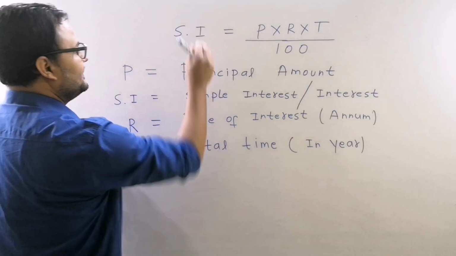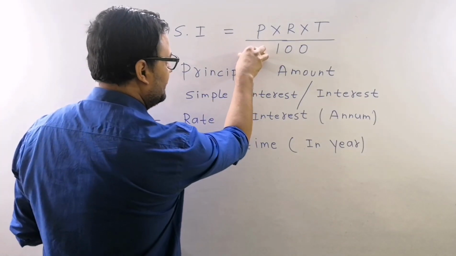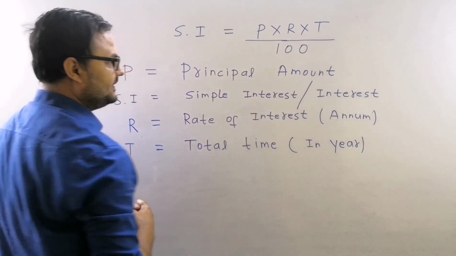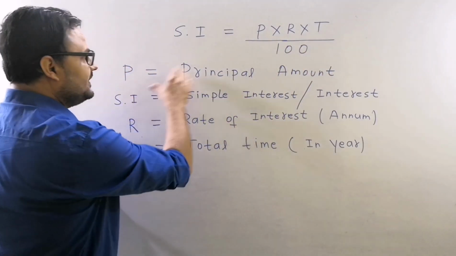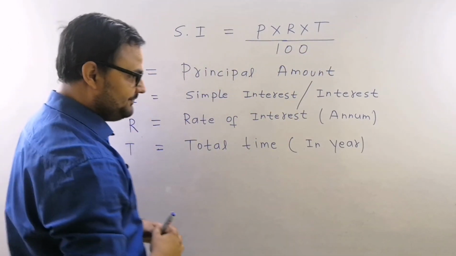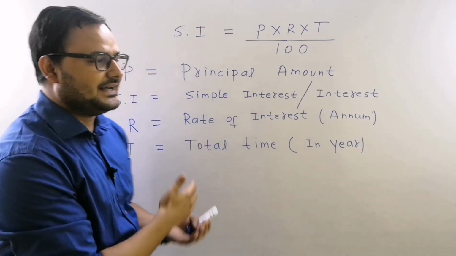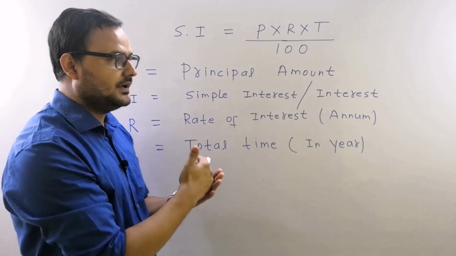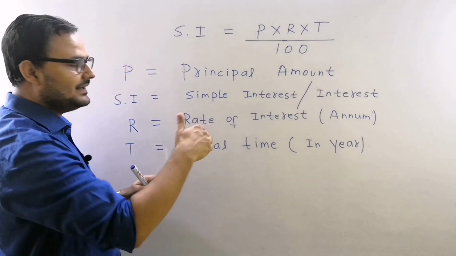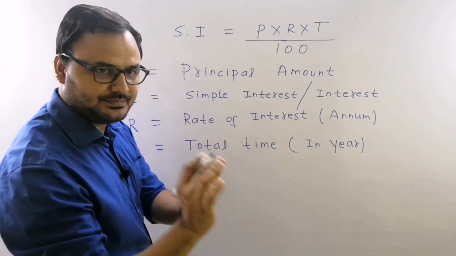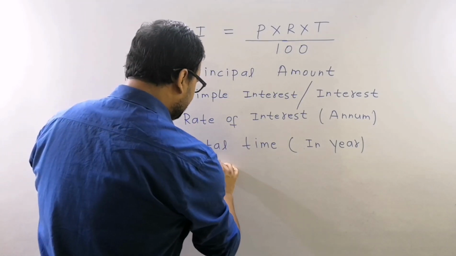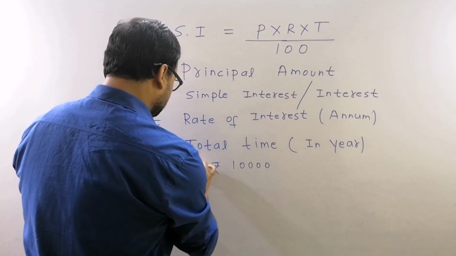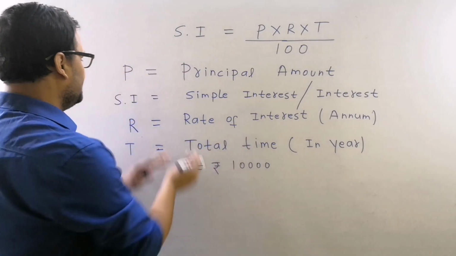So for simple interest we have one formula, that is P into R into T by 100. Now what is P? P is the principal amount. What does it mean? Suppose I took a loan from someone. I need some money, someone gave me the loan, and if he is giving me, like, 10,000, just as an example, suppose he gave me rupees 10,000 as P, as a loan.